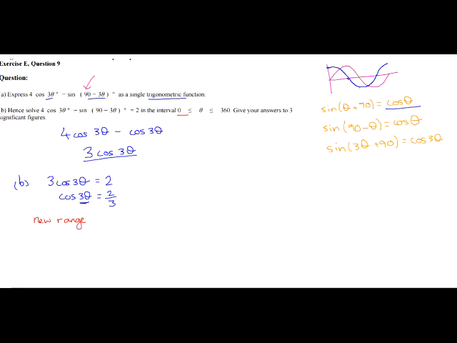Because theta was going from 0 to 360, so 3 theta is going to be going from 0 to 1080. And it can include that, and the 0 is not going to change. So this is our range. And we know that 3 theta is going to be the inverse cos of 2/3. Okay, so let's draw our cast diagram.